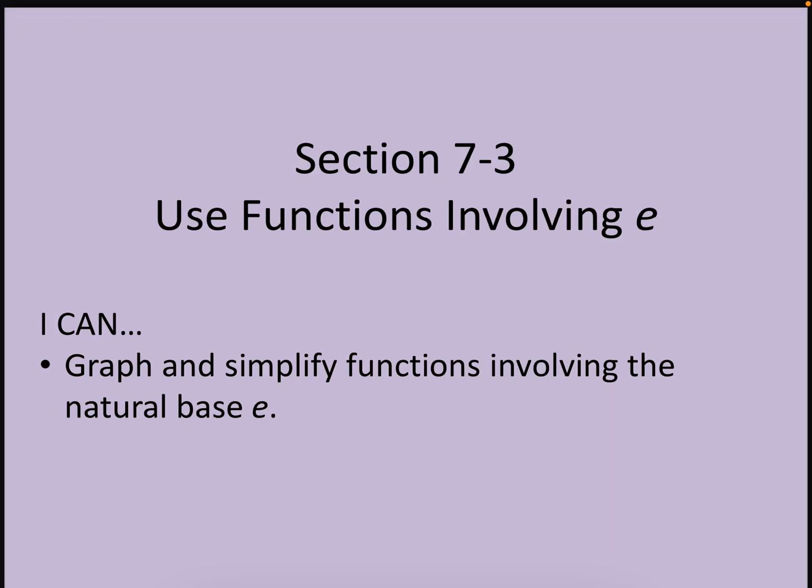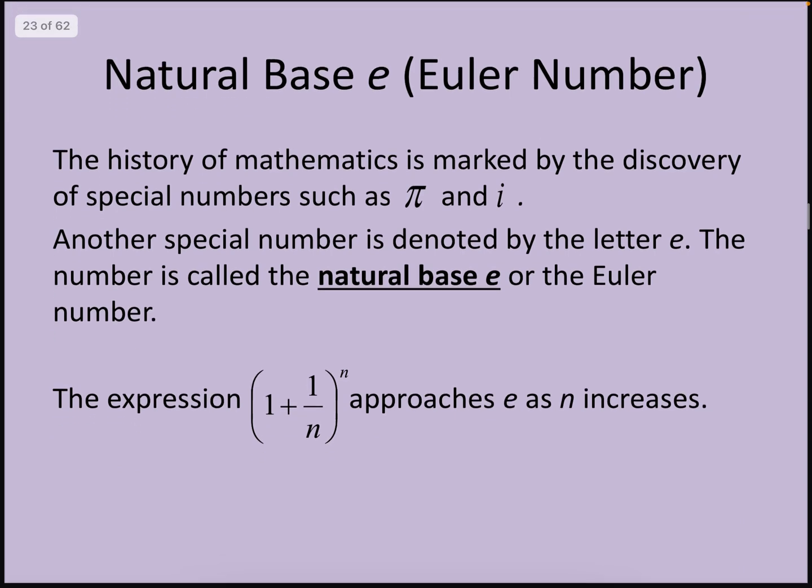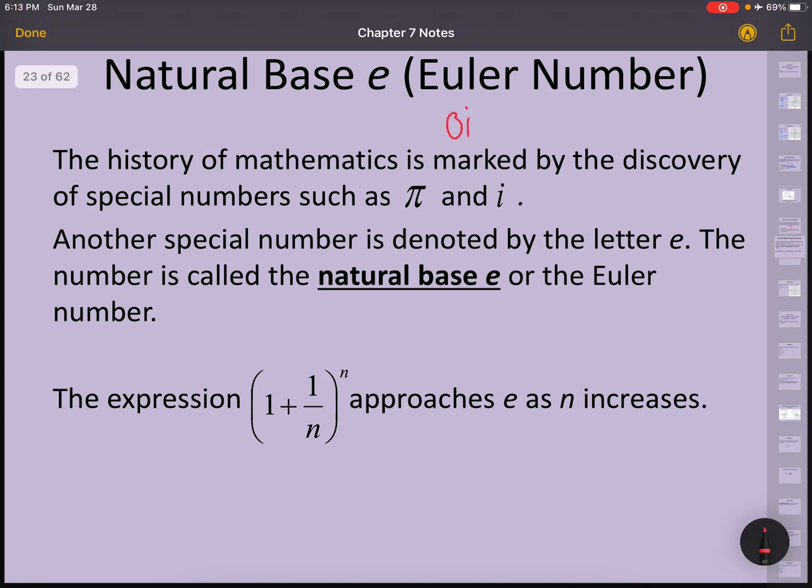Okay everyone, this is section 7.3. In this section, our goal is to be able to graph and simplify functions involving the natural base e. The natural base e is what we call the Euler number. So even though it looks like it could be pronounced Euler, it's really called the Euler.